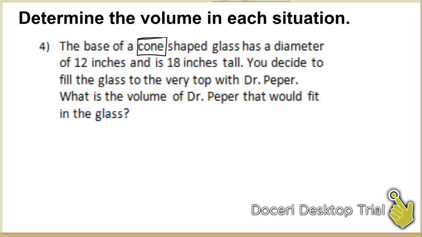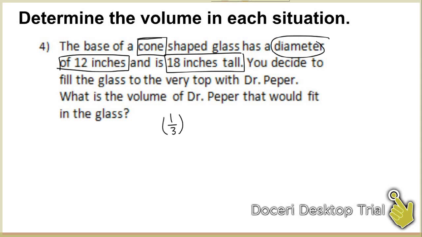So again, they tell us some things. They tell us the diameter is equal to 12 inches. Okay. They tell us that it is 18 inches tall, and as we said before, they tell us it is a cone. So we know that if it's a cone, then our formula is 1/3 times pi, which we use 3.14, times the radius squared times the height.